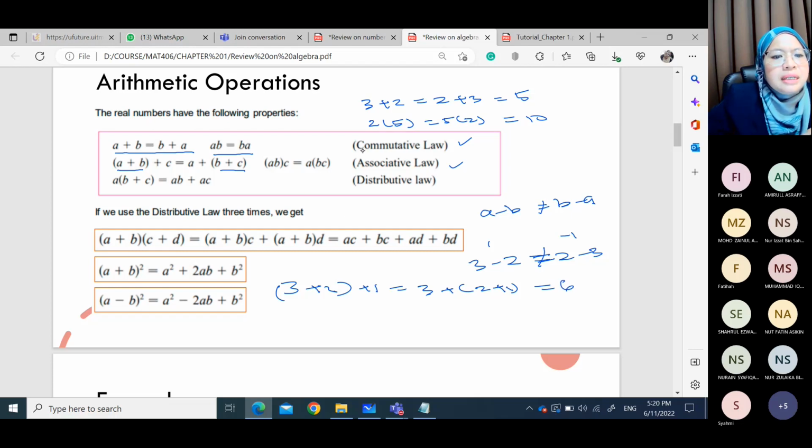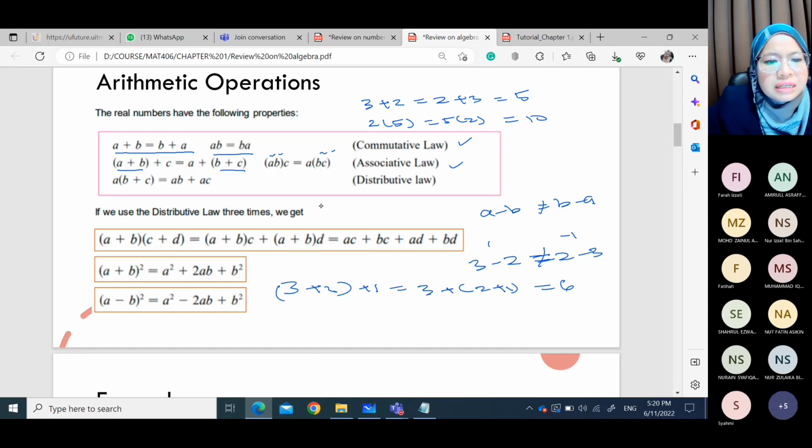Okay, so benda ni yang ini, and then A, B, C, AB times C is equivalent with A times B times C. So maknanya kat sini you boleh darabkan A dengan B dahulu ataupun B dengan C dahulu, kemudian you darabkan dengan A. Macam tu. Okay, ini kita panggil associative law.